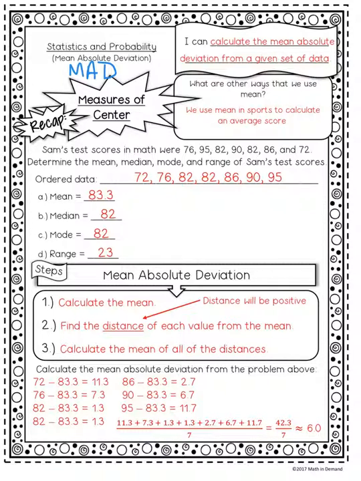Okay, what are other ways we can use mean? We can use mean in sports to calculate an average score. Teachers use mean to calculate your average in classes. There's lots of different ways that we use mean or average.